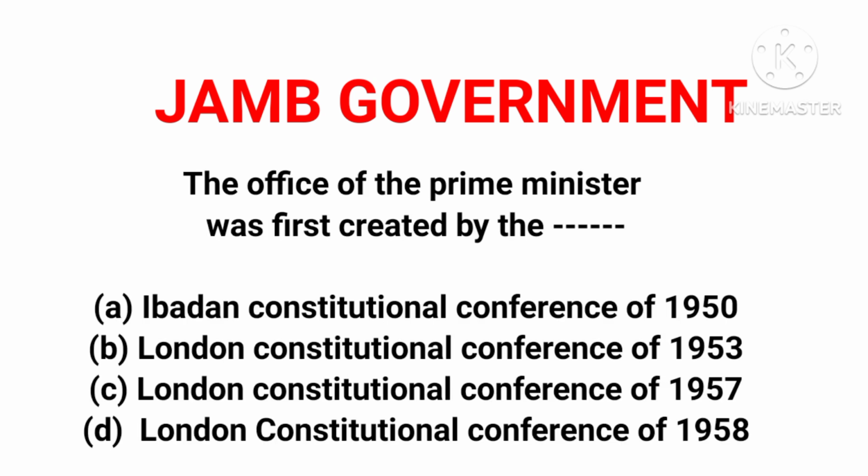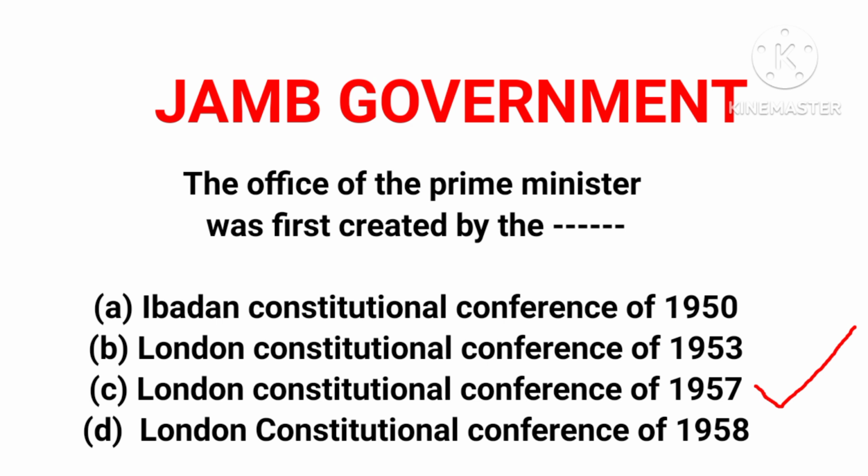Question 37. The office of the Prime Minister of Nigeria was first created by we have option A, Ibadan Constitutional Conference of 1950, B, London Constitutional Conference of 1953, C, London Constitutional Conference of 1957, D, London Constitutional Conference of 1958. The correct answer is option C, London Constitutional Conference of 1957.